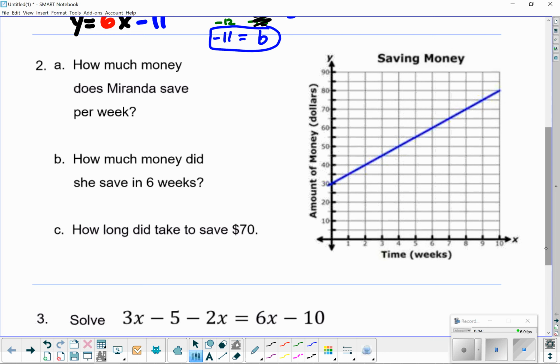How much money does Marina save per week? You're going to look at this graph and try to figure it out. Take a moment to analyze it. After analyzing it, if you're looking for per week, that's going to be for each week. Each week looks like Miranda goes from $30 to $35. So how much money does Miranda save per week?